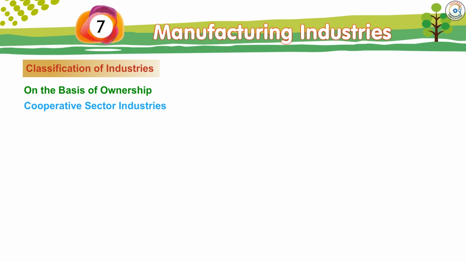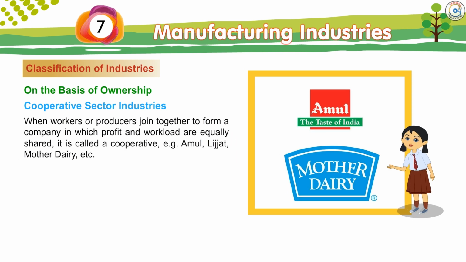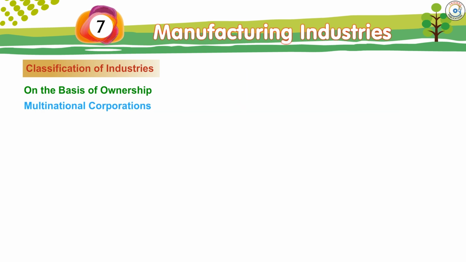Cooperative sector industries. When workers or producers join together to form a company in which profit and workload are equally shared, it is called a cooperative. For example, Amul, Lijjat, Mother Dairy, etc.